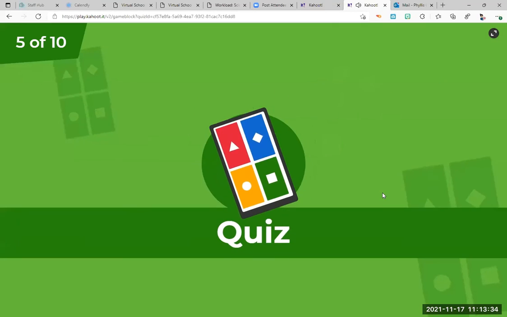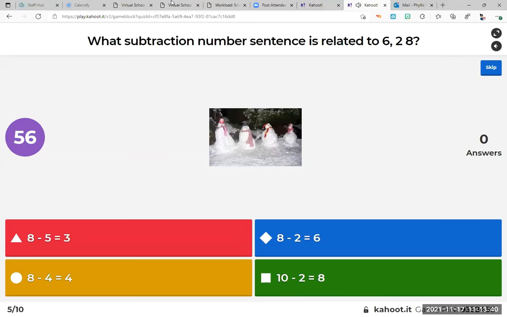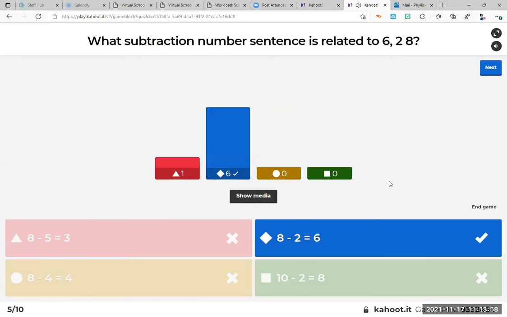All right. What subtraction number sentence is related to these numbers? 6, 2, 8. And it has to be subtraction. No strangers. Has to be minus. And it has to make sense. Ooh, I'm scared. Don't let any strangers in the house.